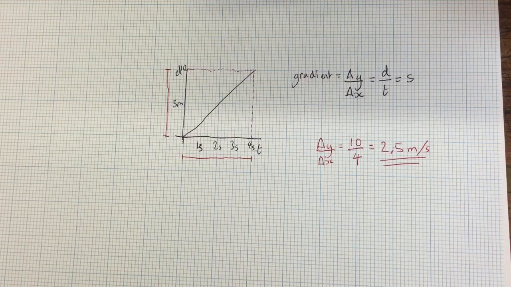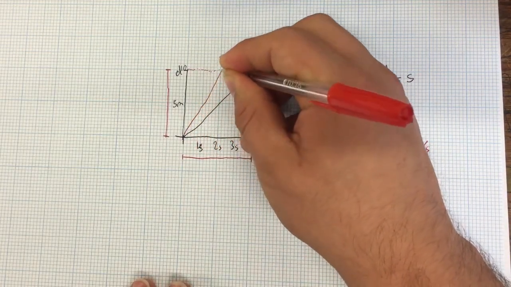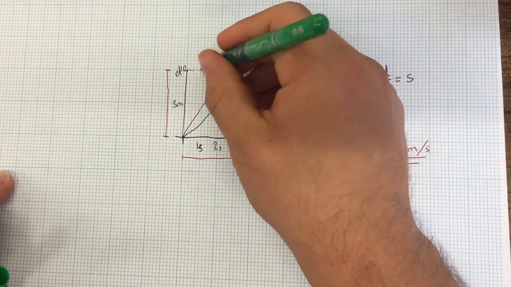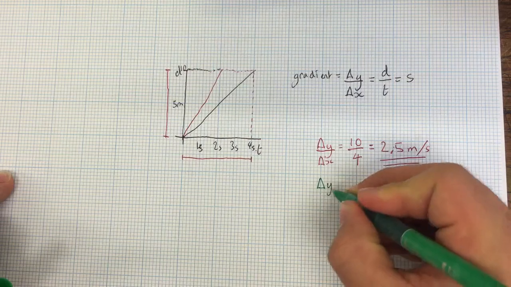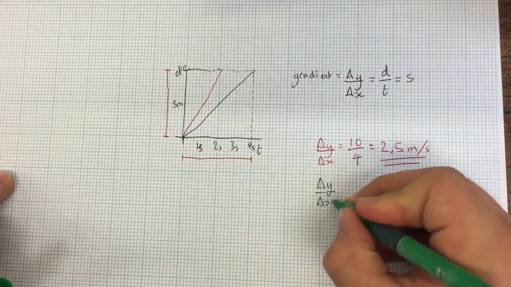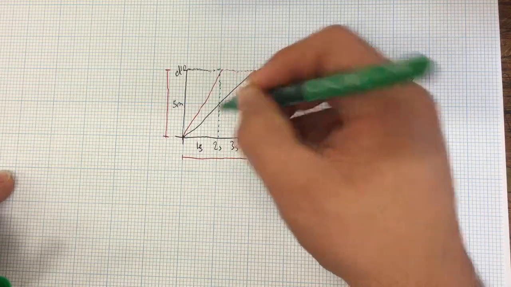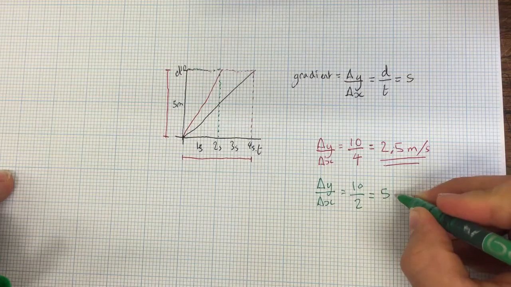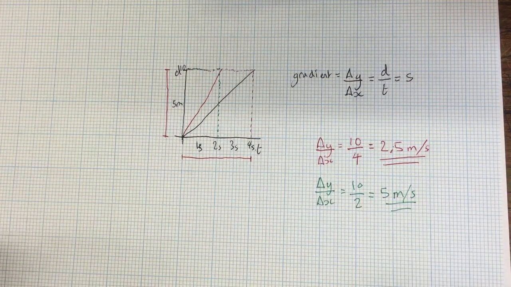If I use a slightly different line, we said that if I'd got a steeper line, that means it would be going faster. So if I have this line now, which I've drawn in red, I do the same thing. I measure how tall it is on the y-axis, and it's still going to be 10. And then I measure how far it is on the x-axis, which in this case is now only 2. So it would be going 5 meters per second, which makes sense because we knew it must be going faster.